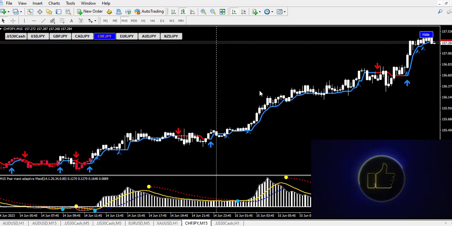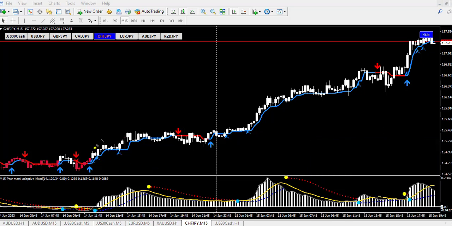Now let me show you how to use it. The first thing you have to look out for is this indicator here. It turns either blue or red. Red is for sell and blue is for buy. And the second indicator you have to look out for is this arrow indicator, also blue for buy and red for sell.